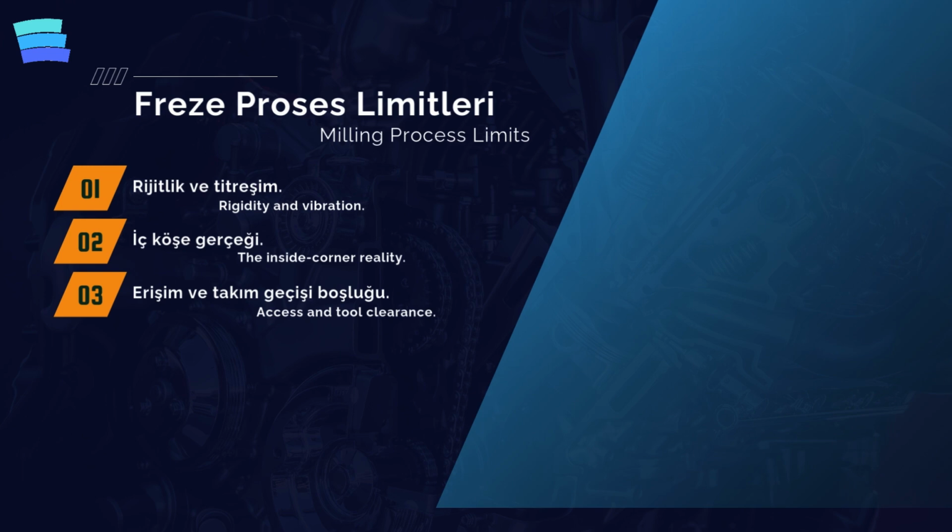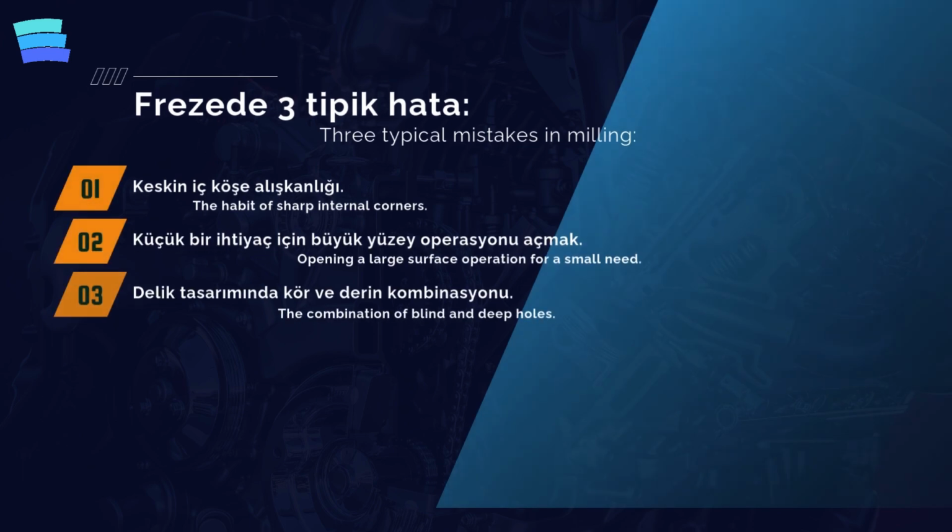Limit 3. Access and tool clearance. Narrow and deep pockets, as well as hard-to-reach regions, force you towards smaller tools. Smaller tools mean more deflection, lower feed, and longer cycle time. 3 typical mistakes in milling. Mistake 1. The habit of sharp internal corners. If function does not require it, relaxing the corner reduces cost and risk. Defining sharp corners only out of drawing habit silently increases cost.